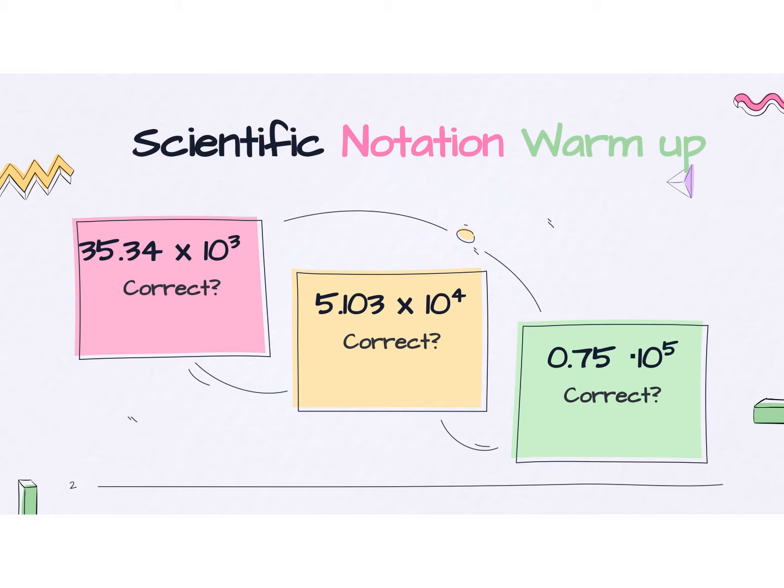The first one, the pink one, the answer would be no. This is not written correctly in scientific notation because the decimal point is not after the very first number, which would be 3. We are going to need to move that over. So it should be written as 3.534 times 10. Now we had to move this once. It was written as the third and it should be written as the fourth. So it is correct. 3.534 times 10 to the fourth.